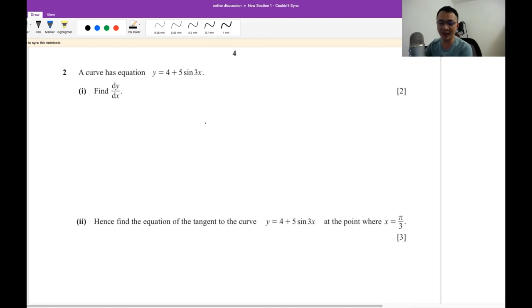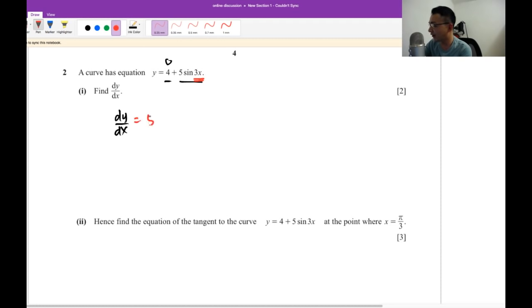Okay, find dy/dx. What you need to do is differentiate this one. So when I do the dy/dx, I differentiate 4, give me 0. Then I differentiate sine, basically give me cos. Remember, whenever you differentiate, the angle will never change. So it remains as 3x. But you need to differentiate 3x.